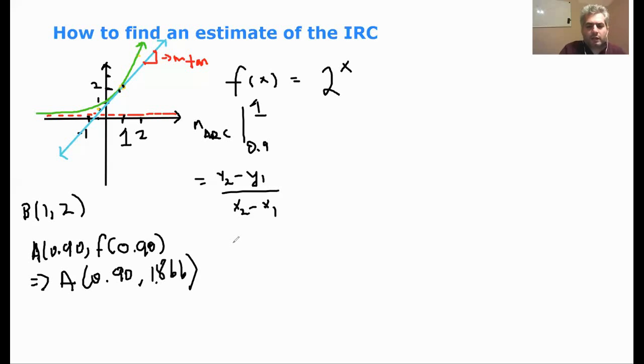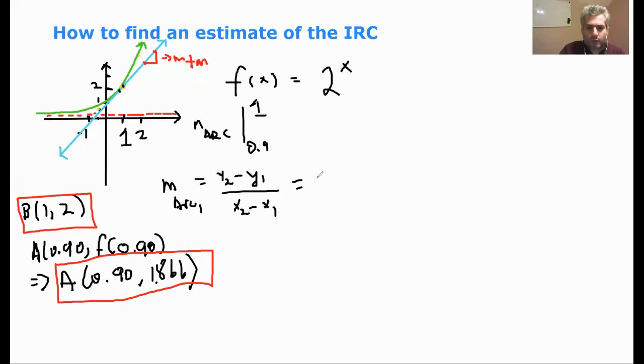So then we have 2 points now. The first one is A, 0.9 comma 1.866. The second is our point of interest, where we were trying to find the slope of the tangent, B, 1 comma 2. And then we go forward to the calculation of the slope of the first average rate of change. We call this IRC1 for the preceding. Y2, in this case, is 2, minus Y1, 1.866, over 1 minus 0.9, so x2 minus x1. We punch this into our calculator: 2 minus 1.866 divided by 1 minus 0.9. So you get 1.34.